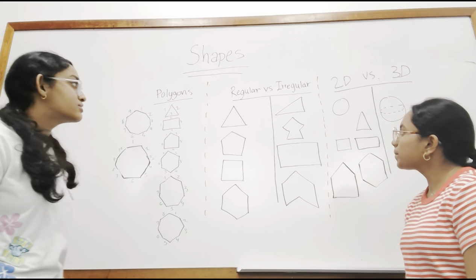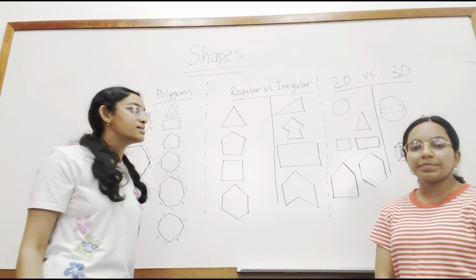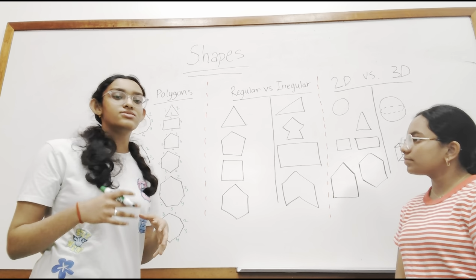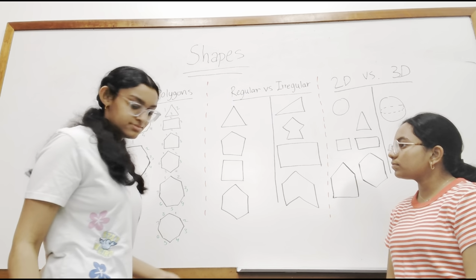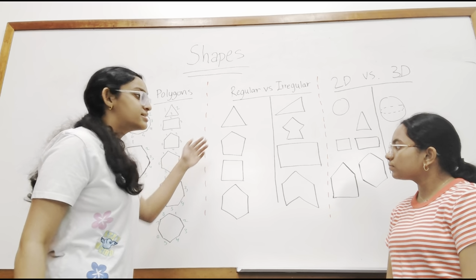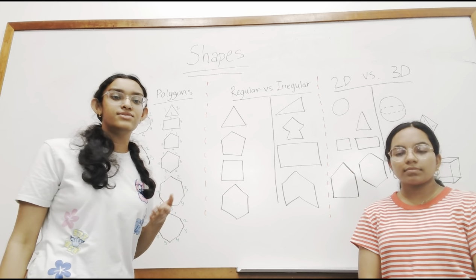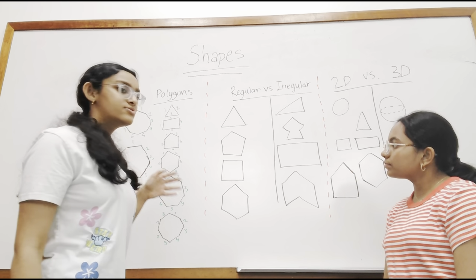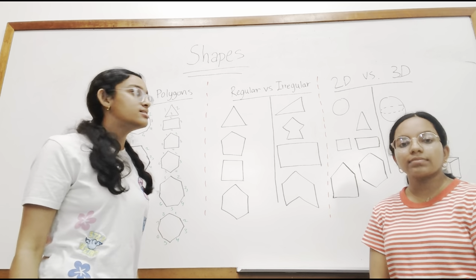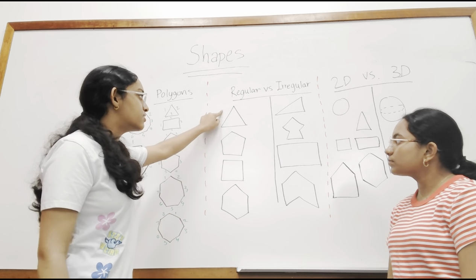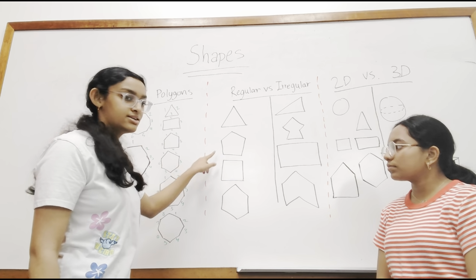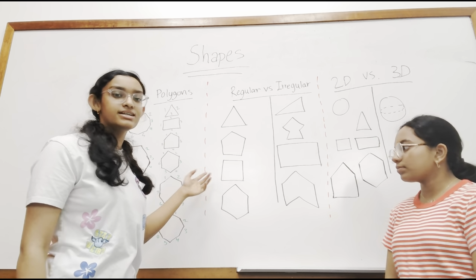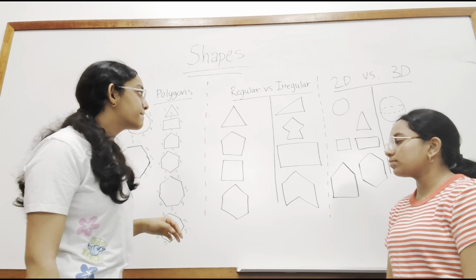Now going into regular versus irregular. What I mean by regular are normal and general shapes. Like you look at it and you go, oh, that's a triangle. But another special thing about regular shapes is that all of their sides are equal length. So this is a triangle and all of its sides are equal length. This is a pentagon, all of its sides are equal length. Square, all of its sides are equal length, and so on.